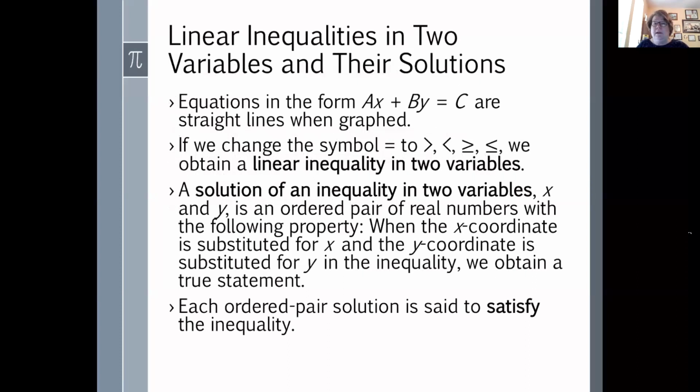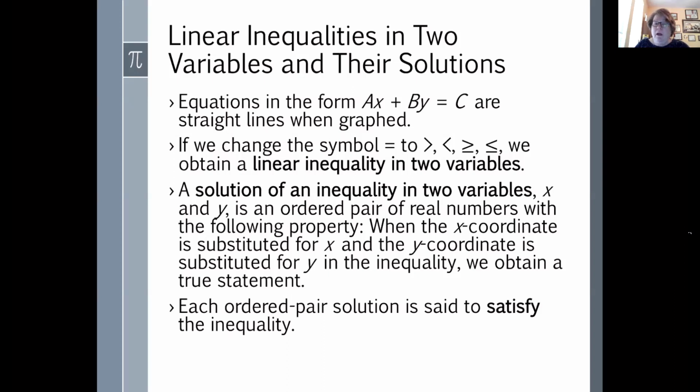Linear inequalities in two variables and their solutions. Equations in the form ax plus by equals c are straight lines when graphed. If we change the symbol equals to greater than, less than, greater than or equal to, or less than or equal to, we obtain a linear inequality in two variables.